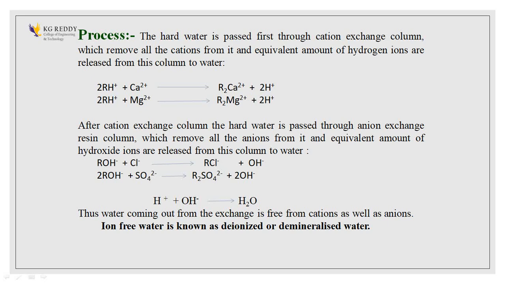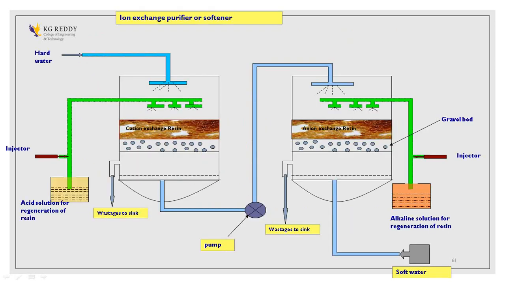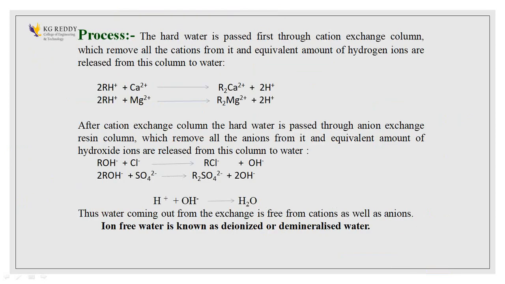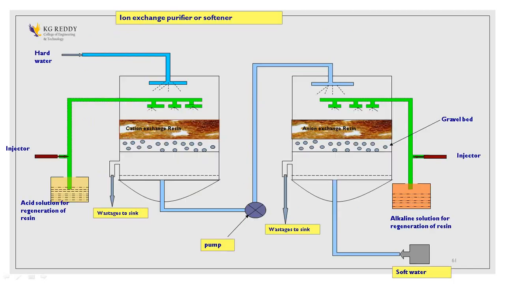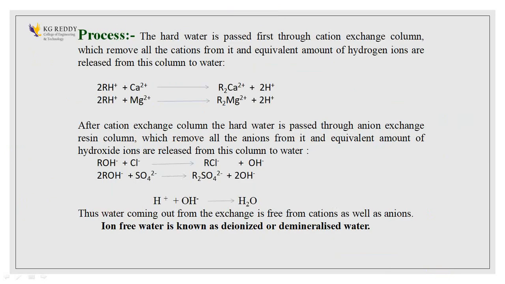After the cation exchange column, the hard water is passed through the anion exchange column. If you see the diagram, after the cation exchange column, it is sent into the anion exchange column, right? What is the function of the anionic exchange column? It can be represented by ROH-, anion exchange resin. This anion exchange resin can exchange one anion for another anion, and that is called anionic exchange resin.